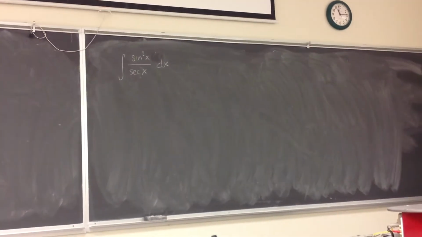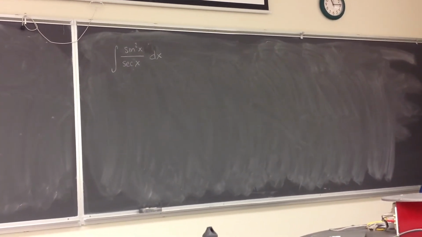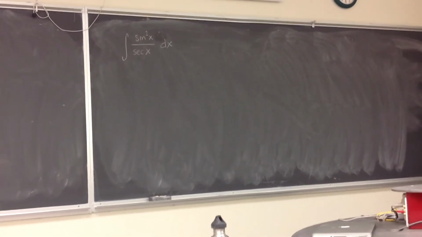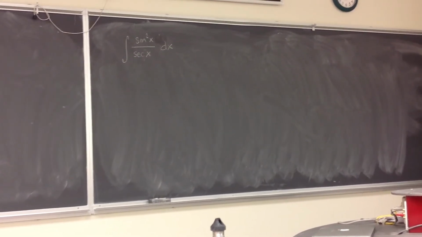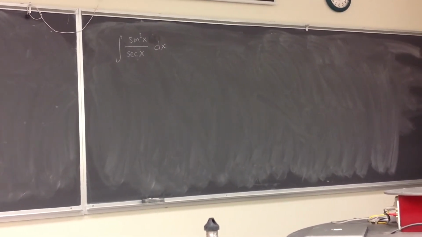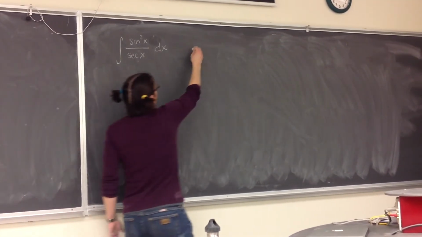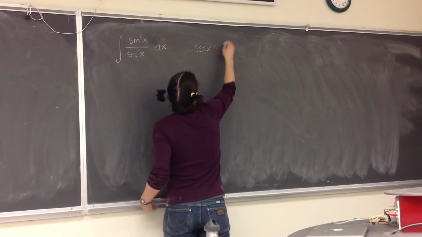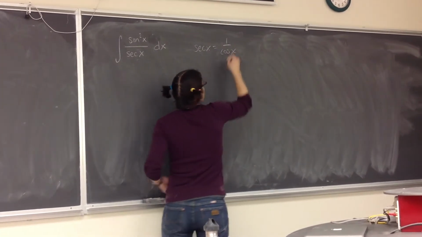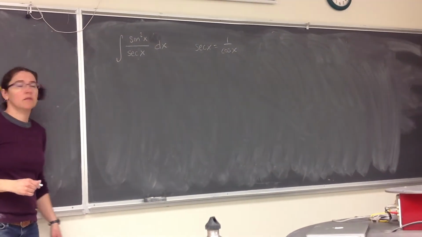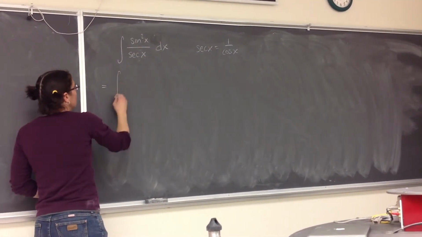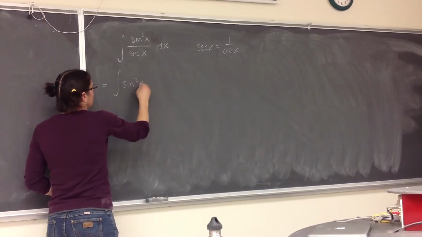And so, for those of you that were chatting about this integral, what were your first thoughts on what you might do with this integral? Secant is 1 over cosine. Alright, so secant x is 1 over cosine x. So it just flips back up to the top here with sine squared x times cosine x.